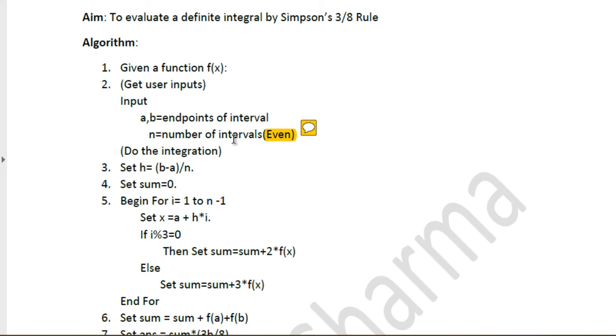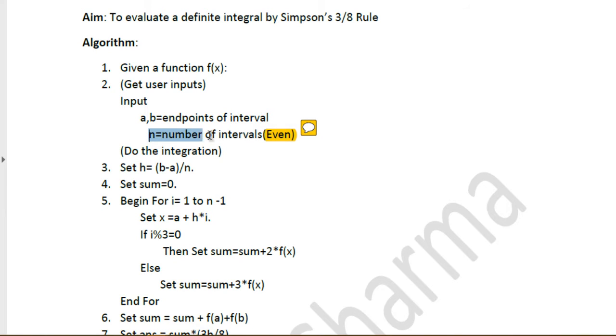Alright, so let's begin with the algorithm. First of all, we need to define a function f of x in our program that we will need to integrate. Then in the second step, we will get user inputs regarding the initial and the final limit of the integral, that is a and b. A would be the initial limit and b would be the final limit, and therefore a and b are the endpoints of the interval where we will be evaluating the definite integral.